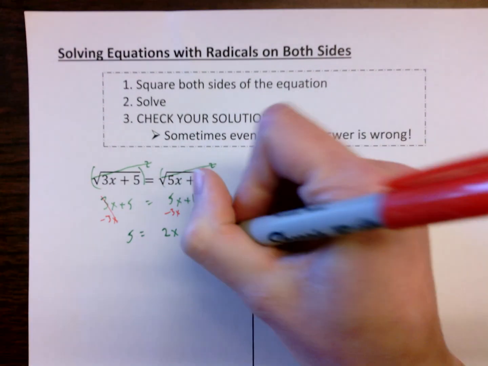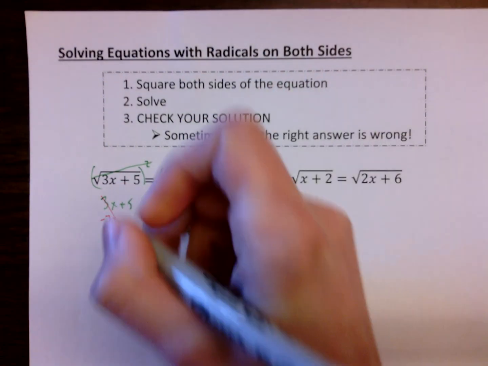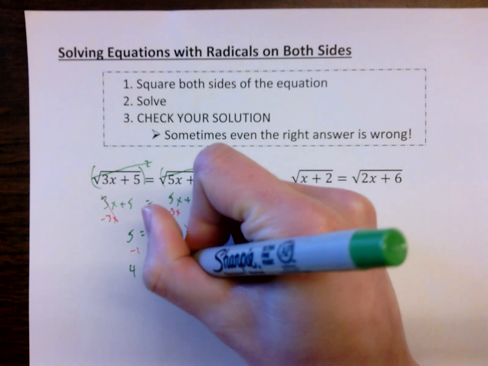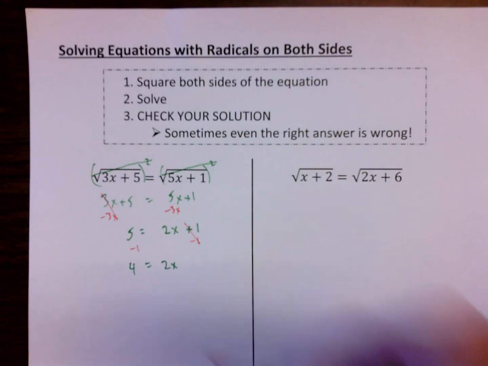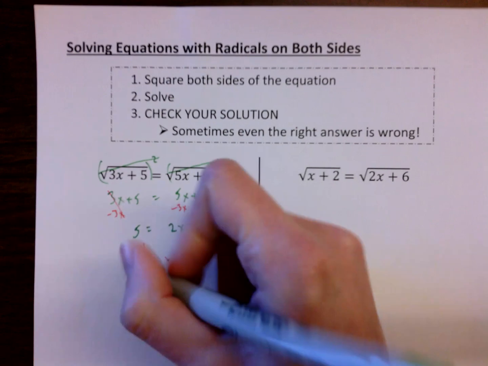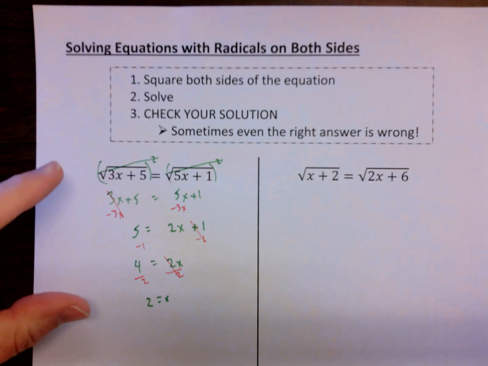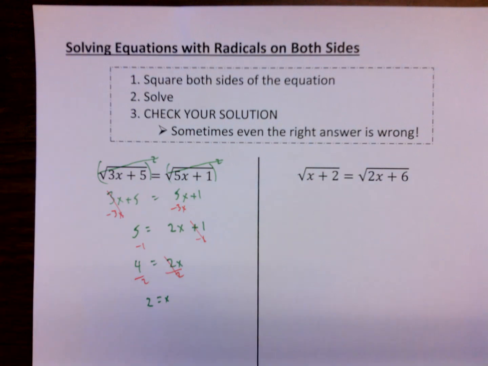Okay, so then from there, I'm going to subtract the 1 from both sides so that these guys will cancel. So 5 minus 1 is 4. And finally, divide by 2. So we have the x by itself. So we have x equals 2 as our answer. Okay, but we're not done yet, right? Because now we have to check our solution, because sometimes, even if you do everything correct, you'll still get an answer that's not really an answer to your equation.